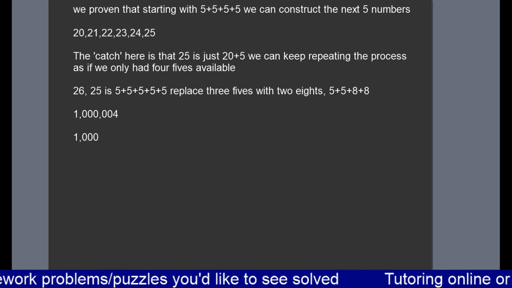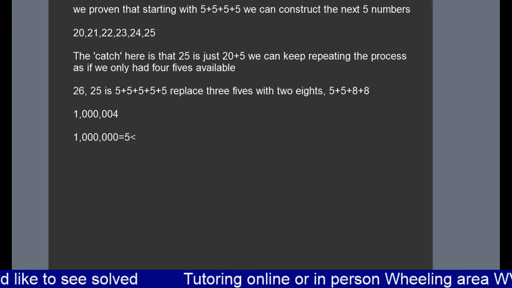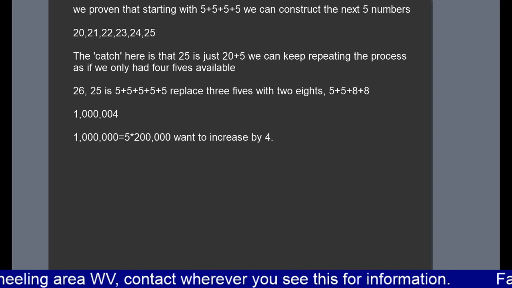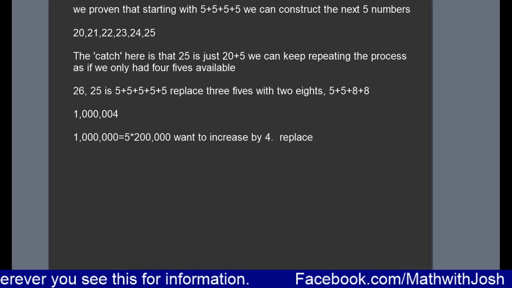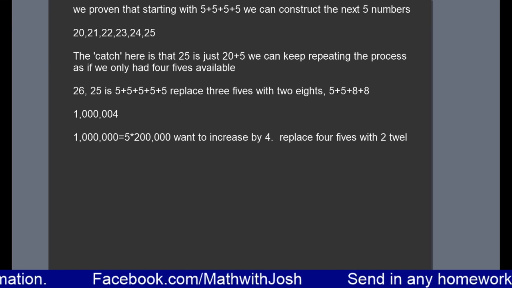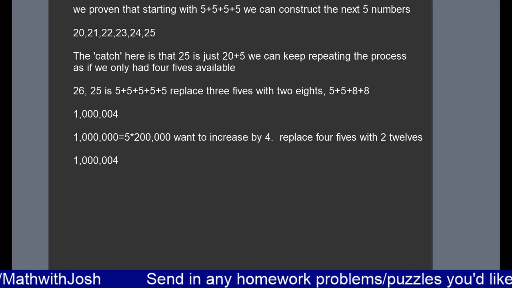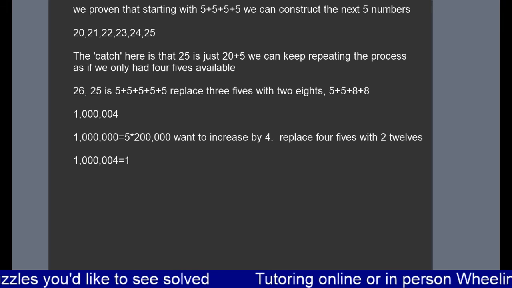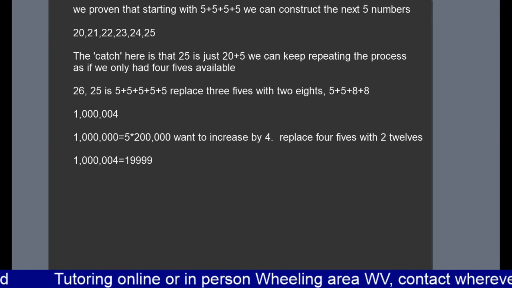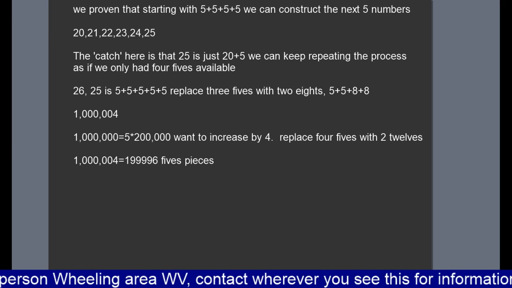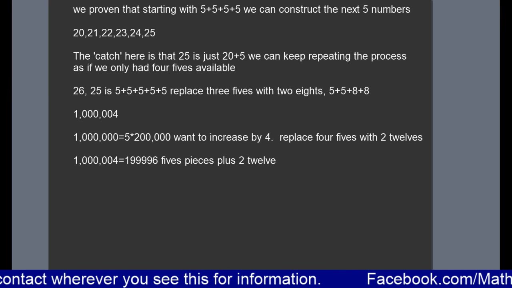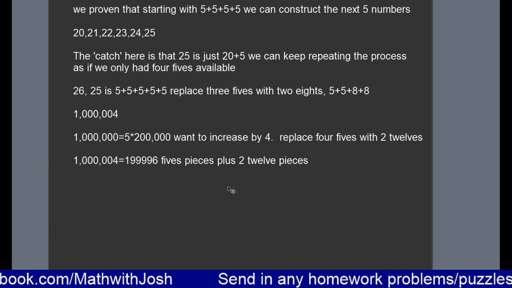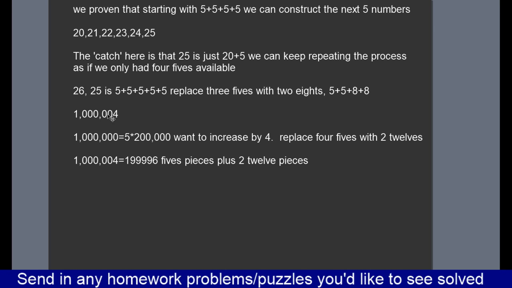Well, we know that 1,000,000 equals 5 times 200,000. Want to increase by 4. We remember that our increase by 4 technique was replace 4 5s with 2 12s. So 1,000,004 chicken nuggets would be 199,996 5 pieces plus 2 12 pieces. And so this tells you pretty easily that we can construct, in general, all the chicken nugget numbers above 20.